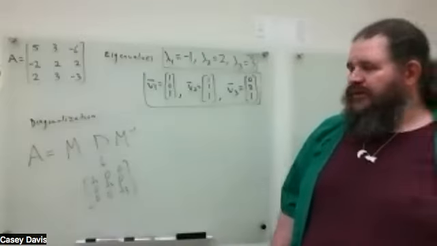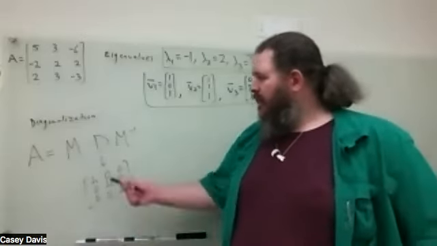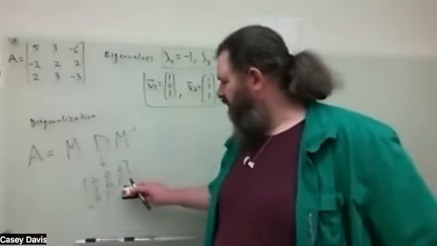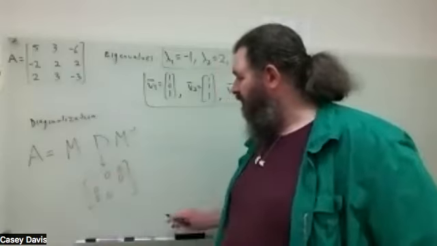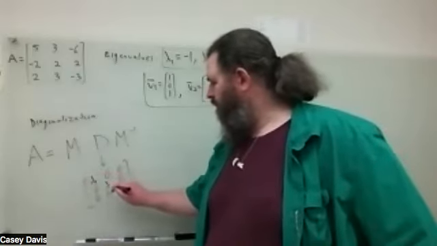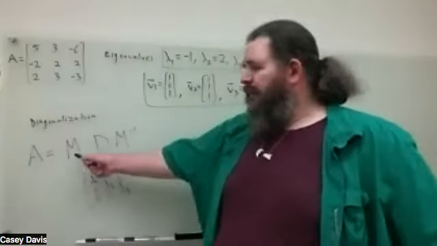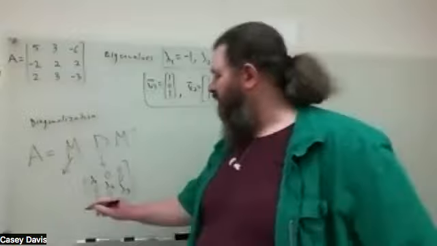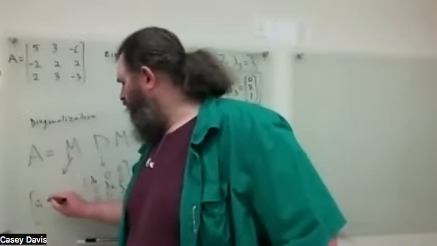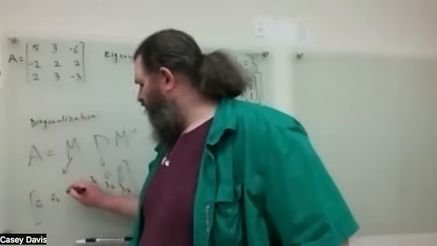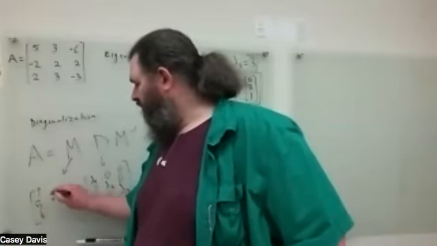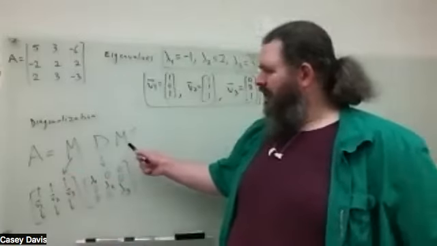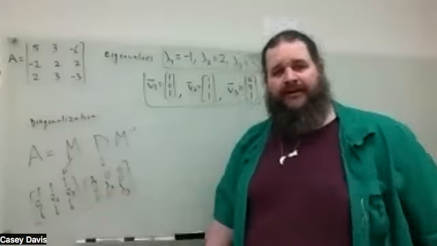And it turns out that the diagonal matrix we need is just the eigenvalues. So these values are just lambda 1, lambda 2, lambda 3. And then this M matrix is a matrix whose columns are the corresponding eigenvectors. So V1, V2, V3 as the columns of the matrix. And then M inverse is just that matrix inverted.